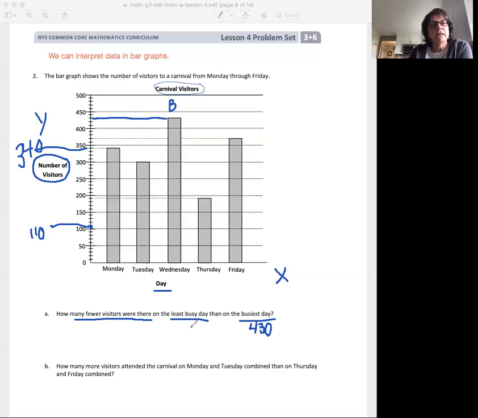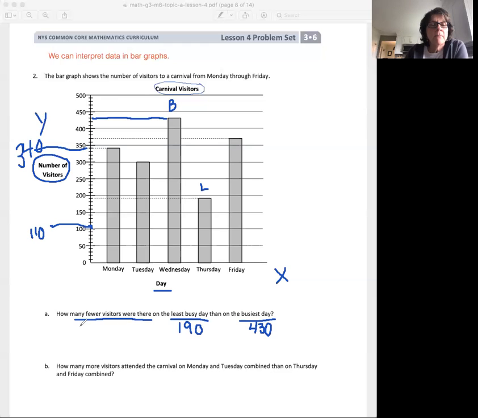Again, I don't have to look at the numbers, but I can look right here, and this is the smallest bar, so that will be the least busy day. And they gave me a nice little dotted line for me to follow across from the bar to the scale. And it's one tick mark below 200. So it'd be 200 minus 10, which would be 190. So the busiest day saw 430 visitors at the park, and the least busy day saw 190.